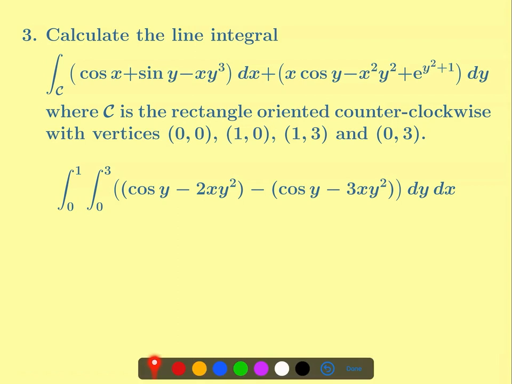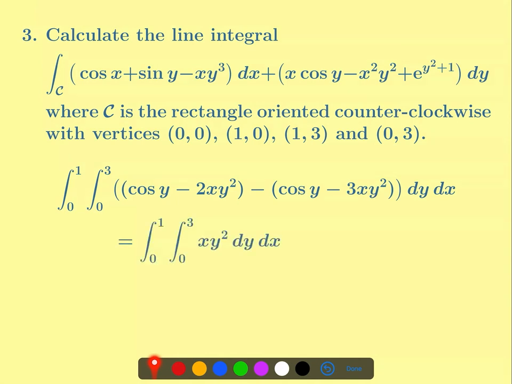So let me put that away. And let's see what we have. We have a cosine of y here. We have a minus cosine of y. So those will cancel. We have a minus 2xy squared and a plus 3xy squared. So that's just going to be xy squared when I simplify.